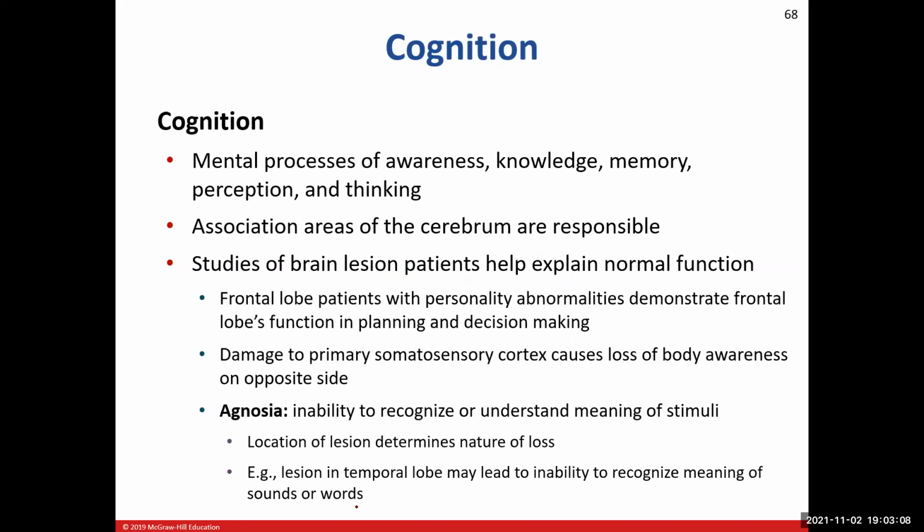All right, cognition. What is cognition? Cognition is when we're combining all these different terms like awareness, memory, perception, critical thinking, information, wisdom, and knowledge all together. And so what we're going to deal with are the association areas located throughout the cerebrum. For example, we see here in the frontal lobe that our personality, critical thinking, planning, and decision-making are all found in that region.